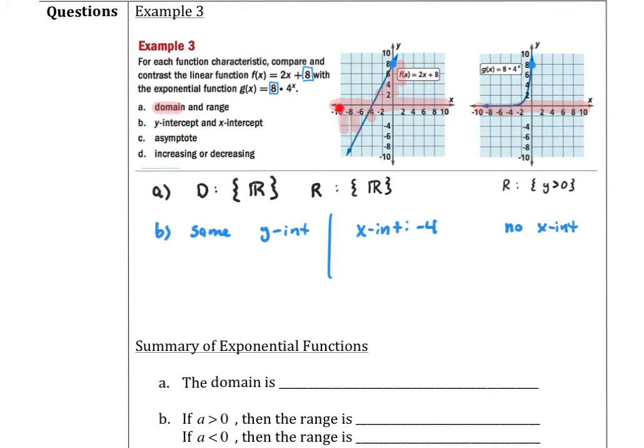Next, an asymptote. Yep, this one does have an asymptote, and this one doesn't. It goes on forever down to the left and down, and this one goes up and right forever. So in terms of asymptote, no asymptote. And this one has the asymptote of y equals 0. So this line is called y equals 0.